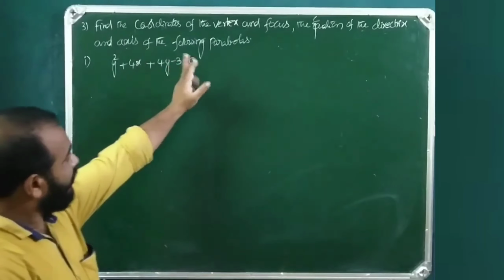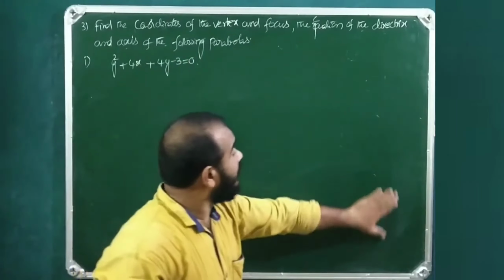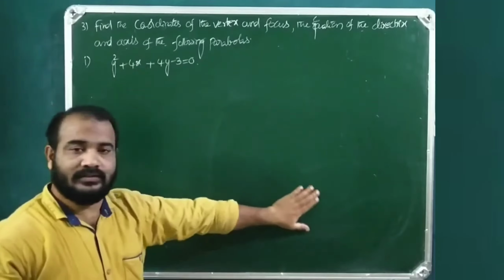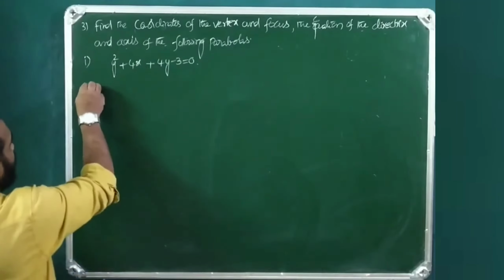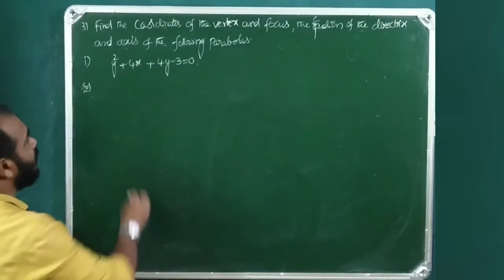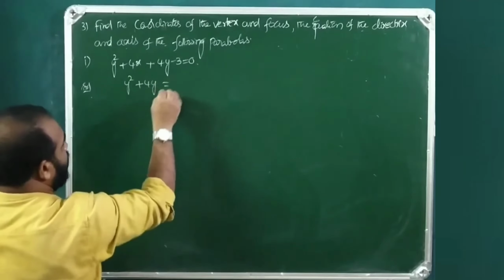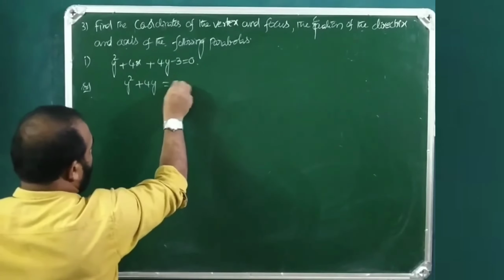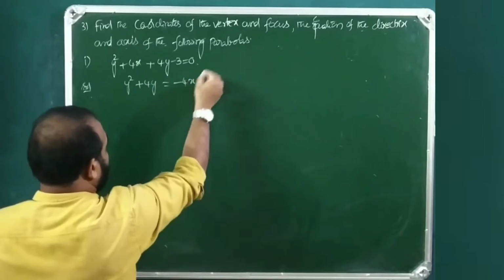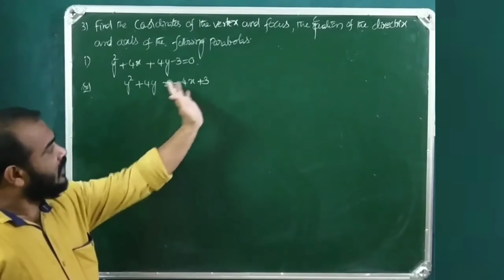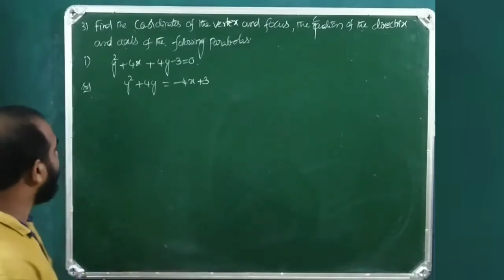Find the coordinates of the vertex, focus and the equation of the directrix and the axis of the following parabolas. So this is y square plus 4y equals minus 4x plus 3. Keep all y terms on one side and the constant and x on the other side.